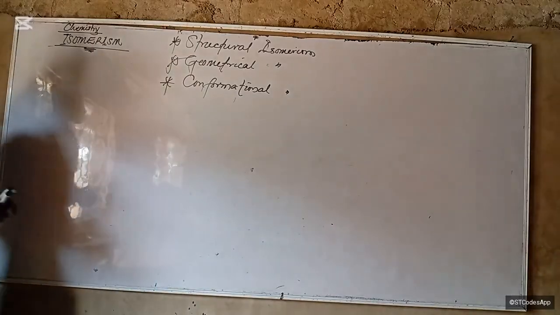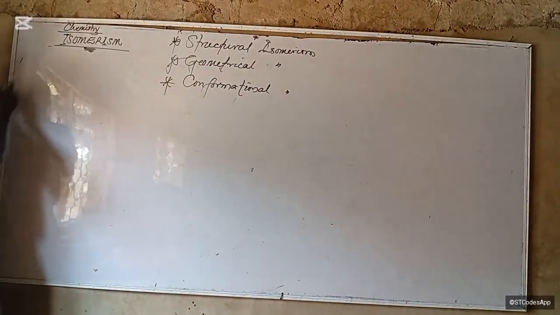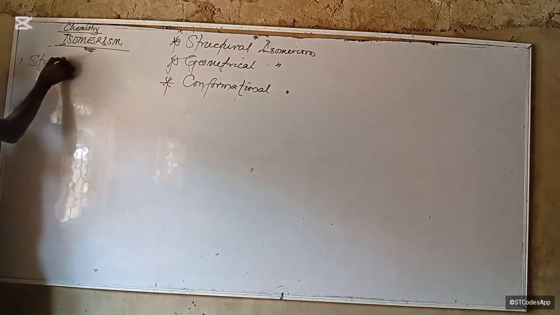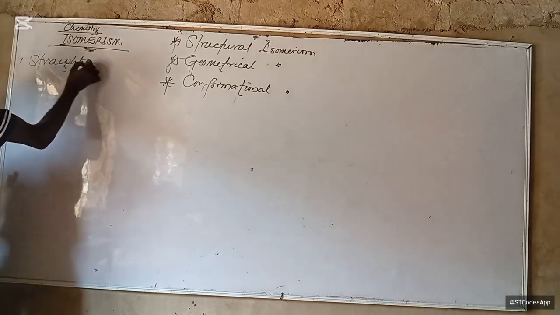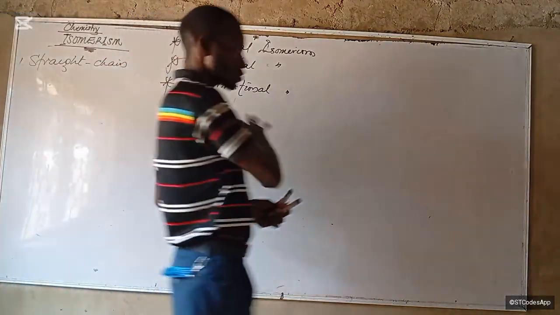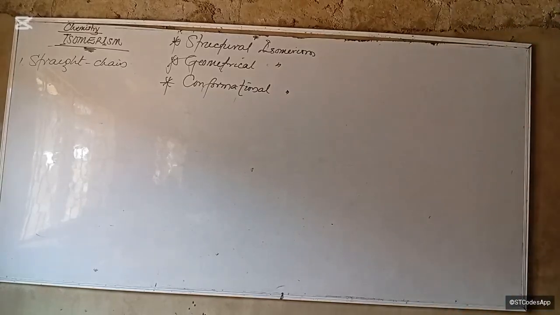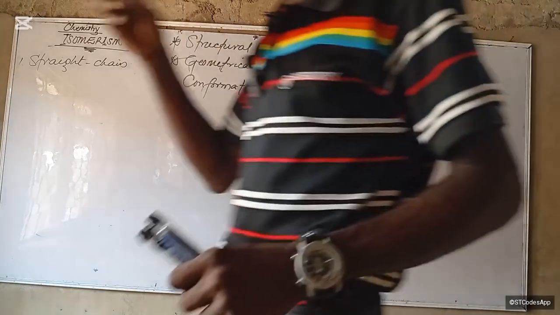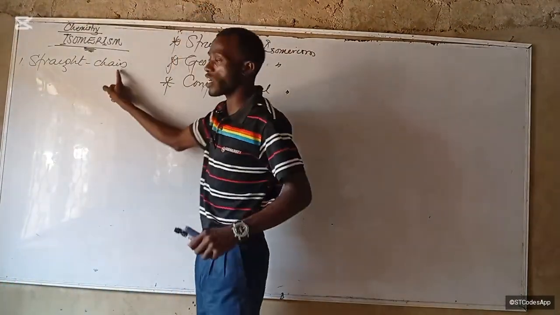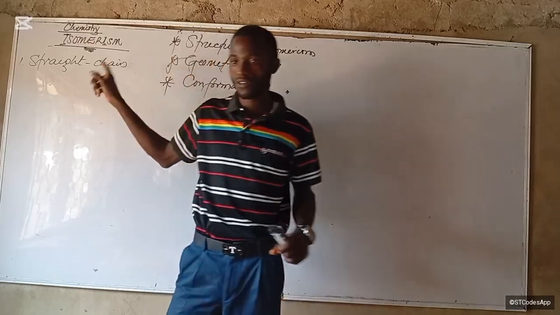Now let's do the first type. The first type is straight chain isomerism. That's the first type of structural isomerism, and that's what we just discussed here. Are you with me? I said structural isomerism is the same as what we defined before: the same molecular formula, but different structural formula. Is that okay? Now the first type of structural isomerism is what? Straight chain isomerism. I've written that.